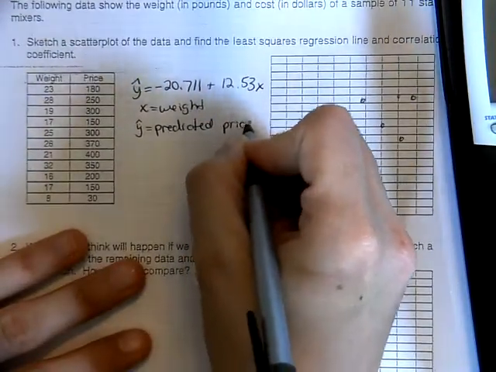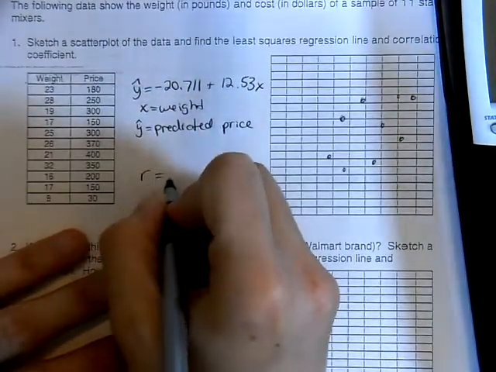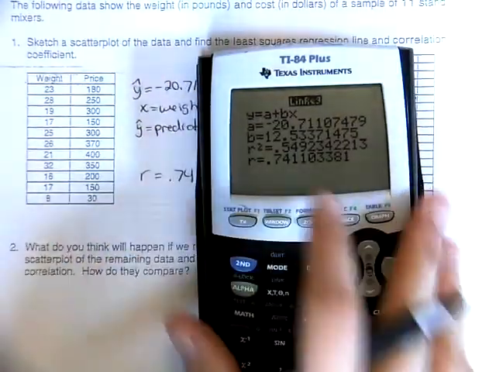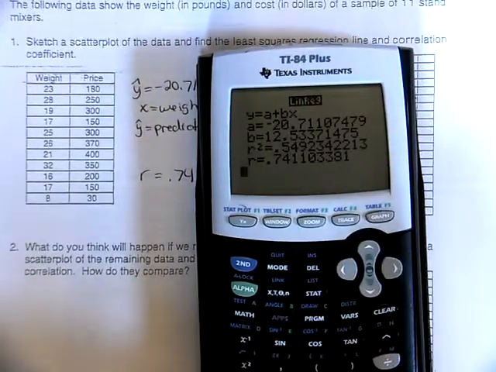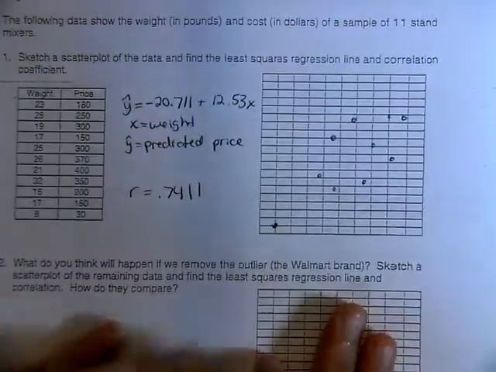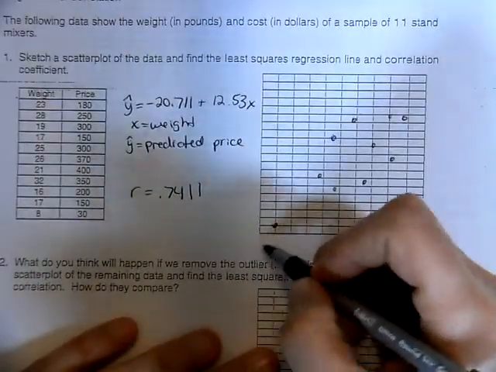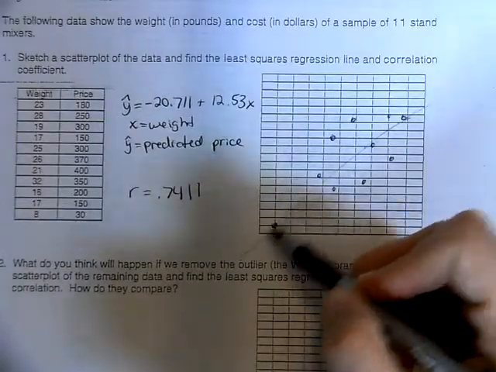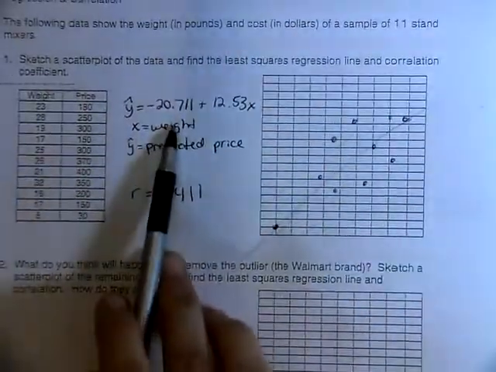And I'm going to find the correlation coefficient. So r here is 0.7411. And if your r doesn't show up, remember, turn your diagnostics on, so either go to mode or hit second 0. Okay, so here's our original data. So the line's probably going somewhere like that, starting off at the bottom, with a positive slope and a negative intercept.